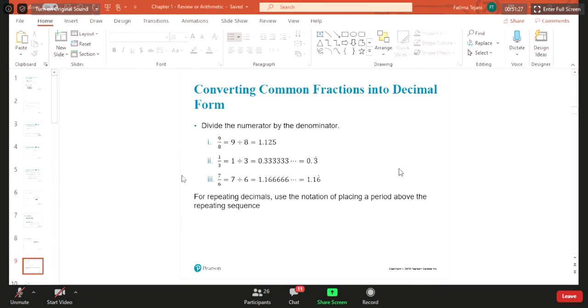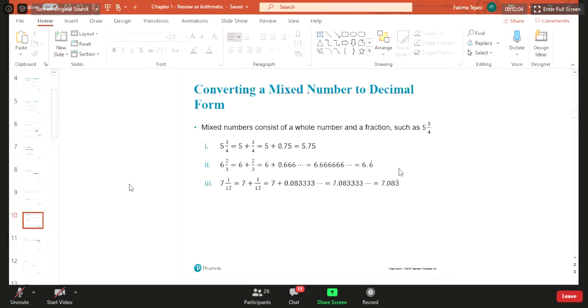1 divided by 3 is 0.333. 7 divided by 6 is 1.666. If you want to calculate, you can do that. For repeating decimals, use the notation of placing a period above the repeating sequence. That's what it's saying, that if it is 0.3333, you don't have to write it all out. You can just put 0.33. 2 decimals should be okay. Okay, so that's divide the numerator by the denominator. We all know how to convert it into decimal, right? We all are aware of it.